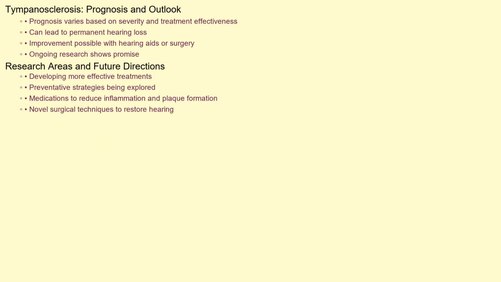The prognosis for individuals with tympanosclerosis varies depending on the severity of the condition and the effectiveness of treatment. While tympanosclerosis can lead to permanent hearing loss, many individuals can achieve significant improvement with hearing aids or surgery. Ongoing research is focused on developing more effective treatments and preventative strategies for tympanosclerosis. Some studies are exploring the use of medications to reduce inflammation and prevent plaque formation, while others are investigating novel surgical techniques to restore hearing function. With continued research and advances in medical technology, the future looks promising for individuals affected by tympanosclerosis.